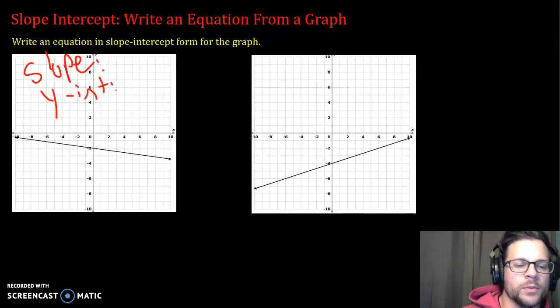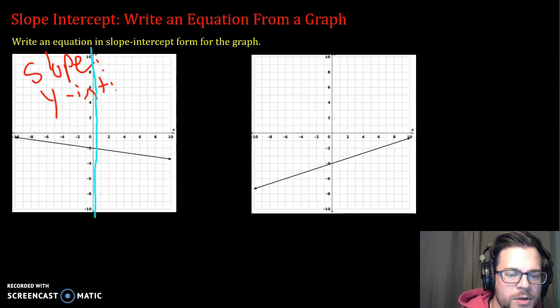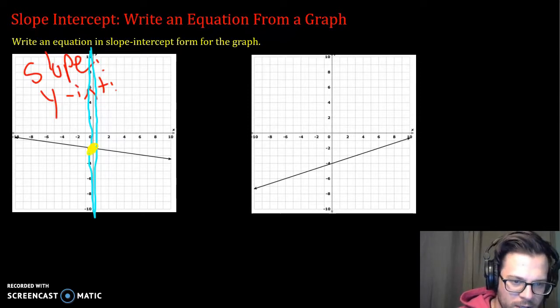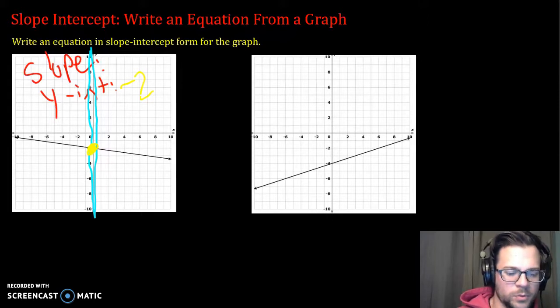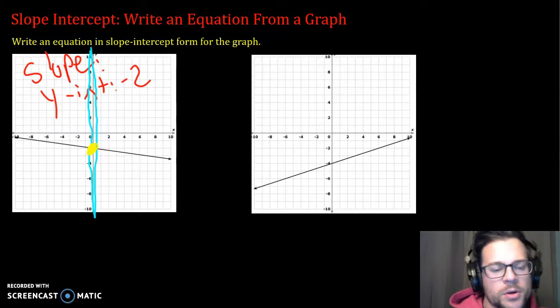Once you can identify those two things when looking at the graph, then you're able to write your equation. Now the y-intercept is the point where the graph crosses your y-axis, which is this line right here, the y-axis. So the graph crosses at this y-axis right here at this point, which is -2. So that's what your y-intercept is going to be. Oh boy, that color is really bad on the white background. -2.